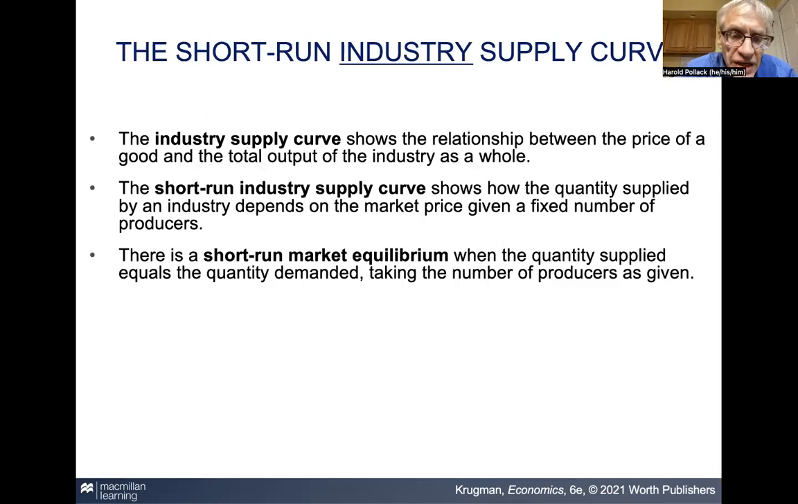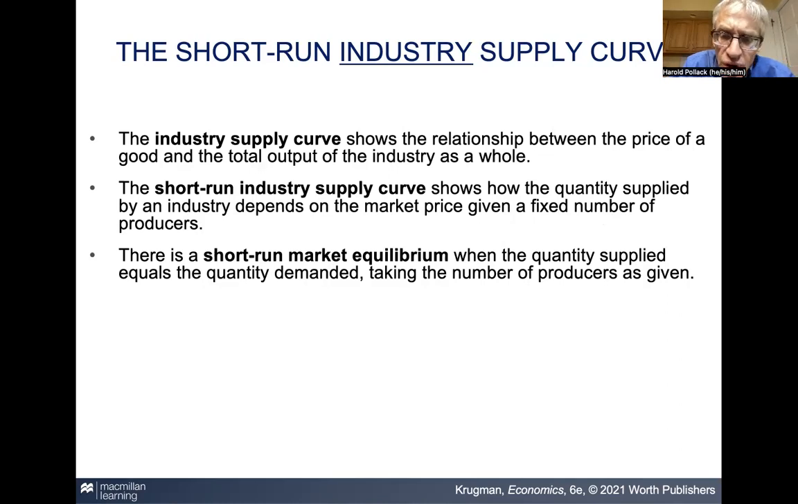So now let's think about industry supply curves. The industry supply curve shows the relationship between the price of a good, the market price, and the total output of the industry in response to that market price. In the short run, how does the quantity supplied depend on the market price if you have a fixed number of producers that are already in the market? That's the key point. You have a fixed number of producers already present, and how are they going to respond when market prices change?